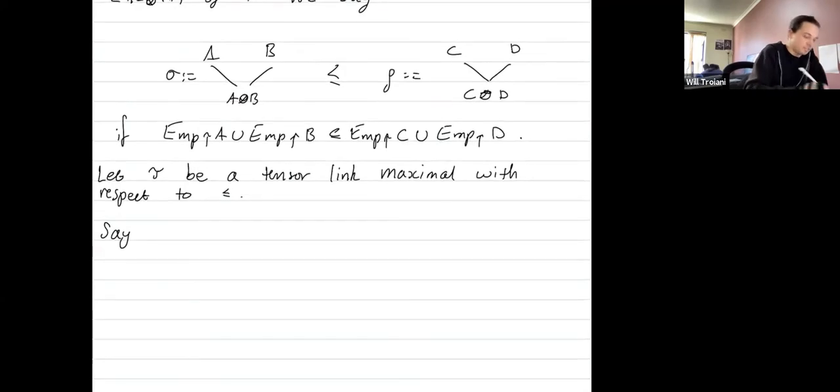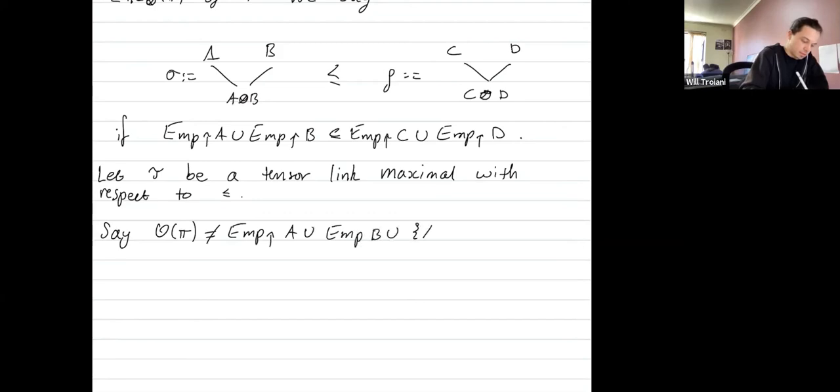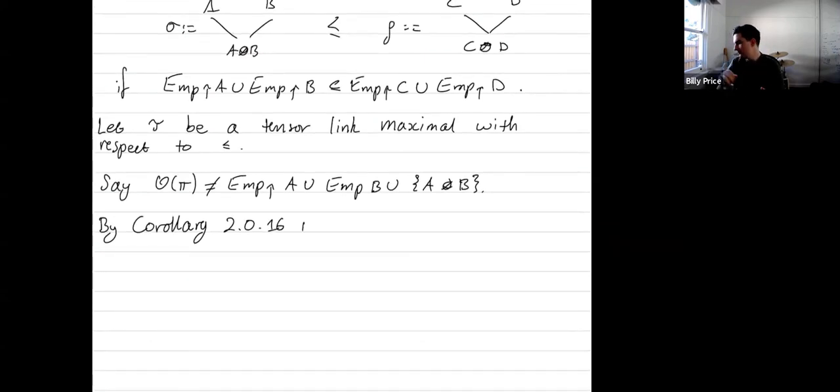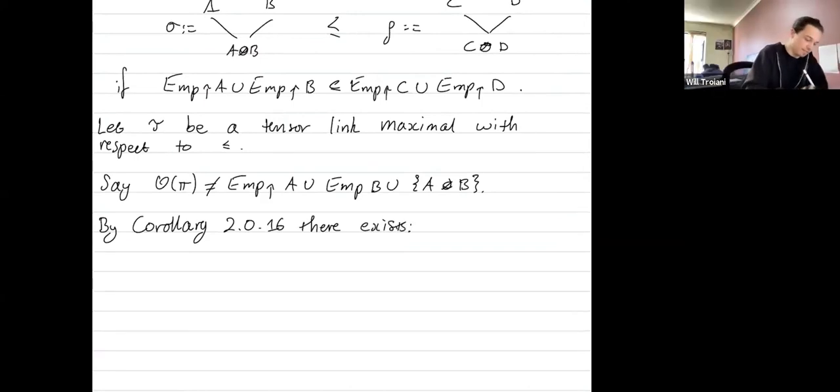Now, assume to the contrary that this equality did not hold. Okay, in this case, we have the existence of a par link.